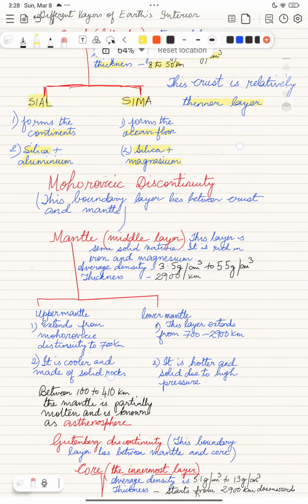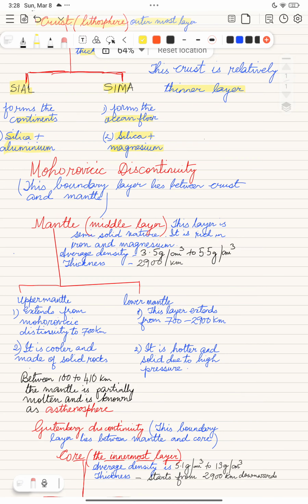After the crust, we have one boundary layer. The name of this layer is known as Mohorovicic discontinuity. This boundary layer lies between crust and mantle. After that comes mantle, which is the middle layer. This layer is semi-solid. It is rich in iron and magnesium. Average density 3.5 gram per centimeter cube to 5.5 gram per centimeter cube.